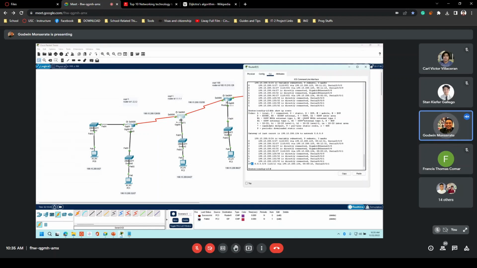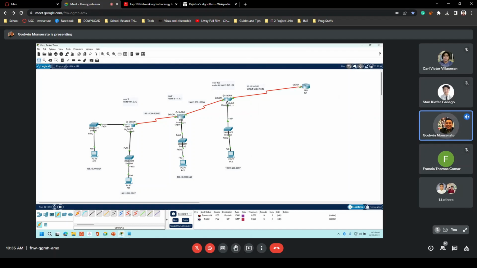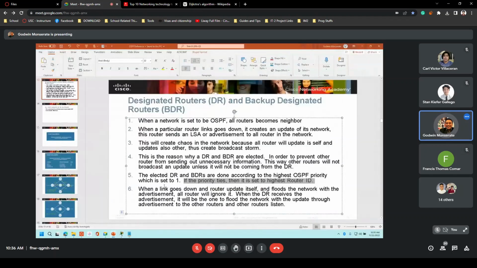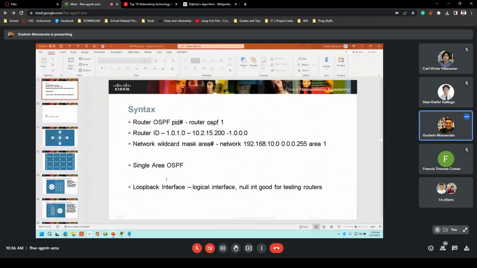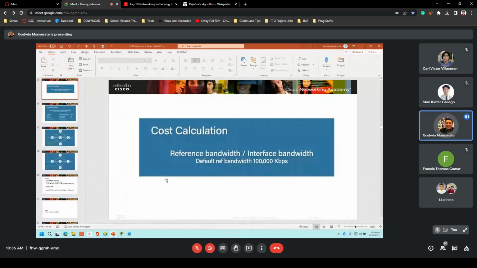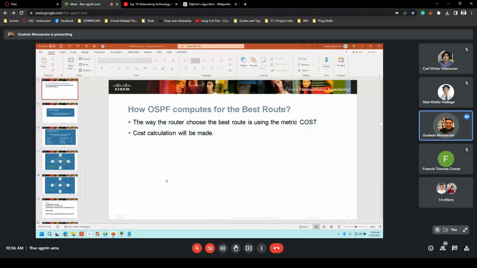E2 stands for OSPF external type. So meaning there is external information within OSPF, and that information is the default static route. Look at this. Nakasabot kita. That's why in my slide here, we are not yet at the calculation. So that is how we configure the OSPF single area.